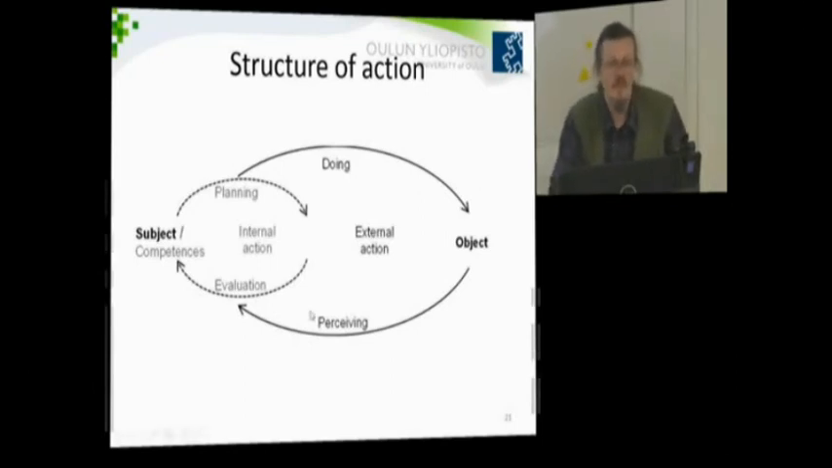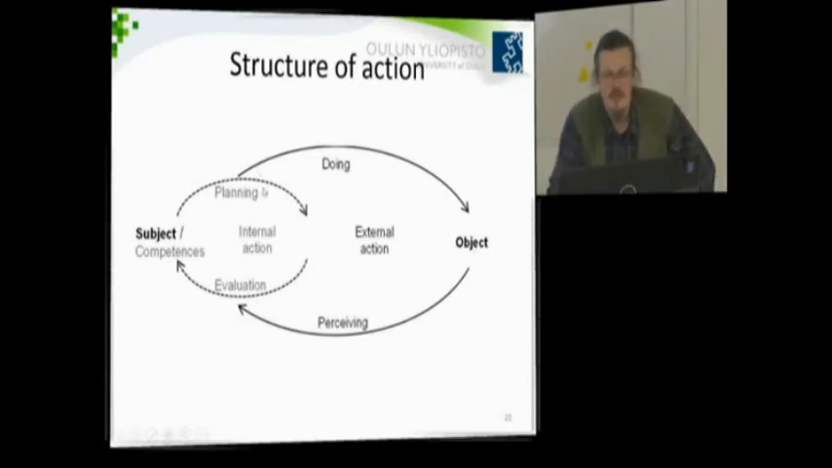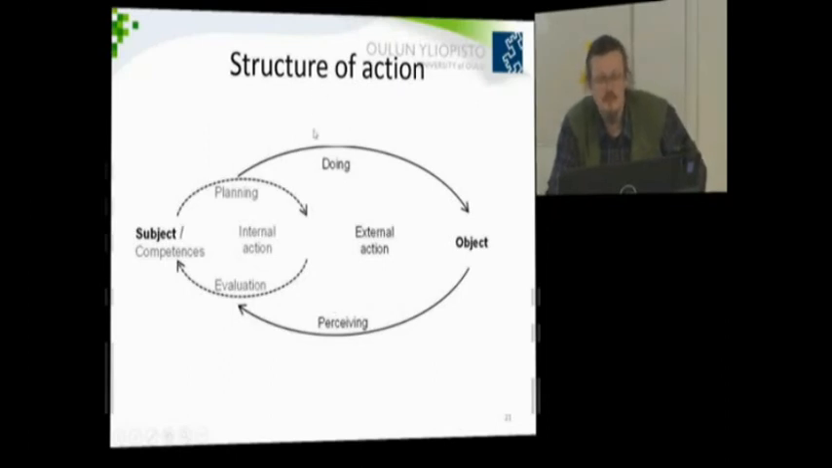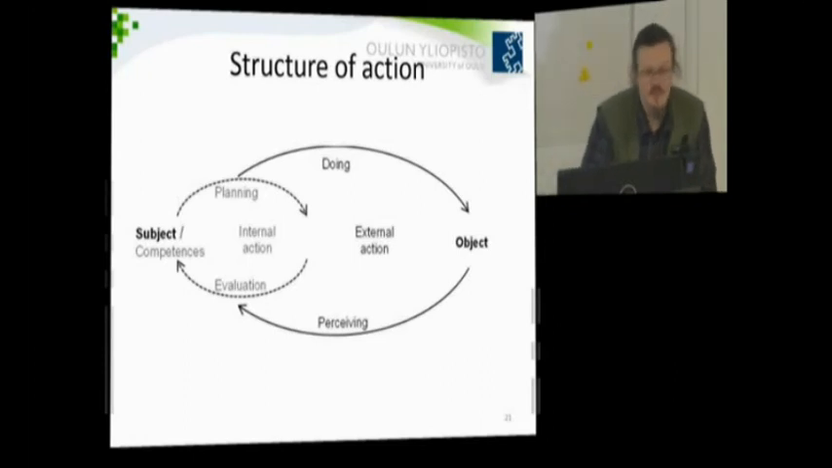But this circle can be further divided into two circles, the internal side of action and the external side. The external action is perceivable for an external observer. We can see what someone else does, and we can perhaps see what she sees also. We can perceive what she perceives. But the internal action is not perceivable, but it is actually very important in human action.